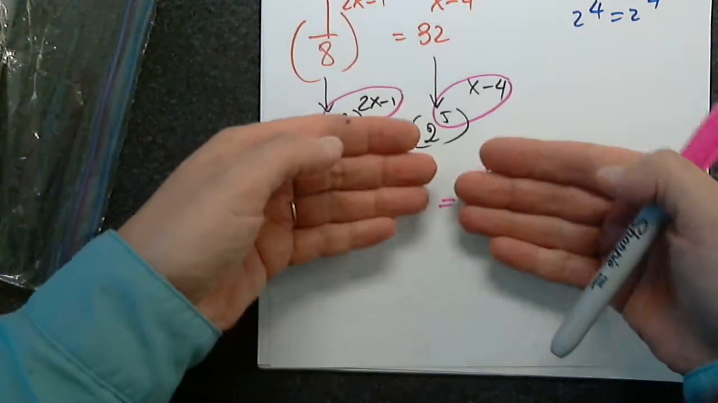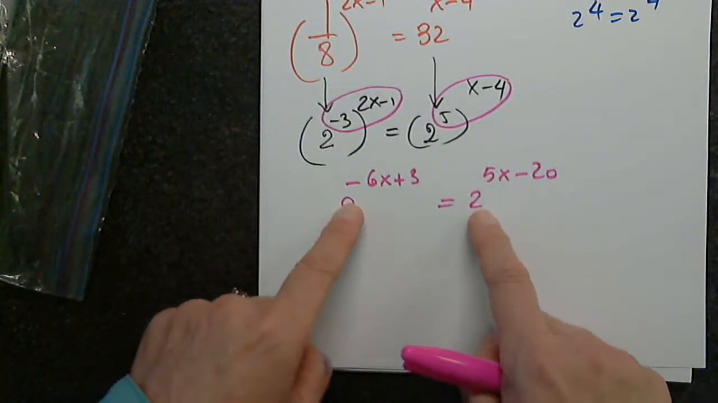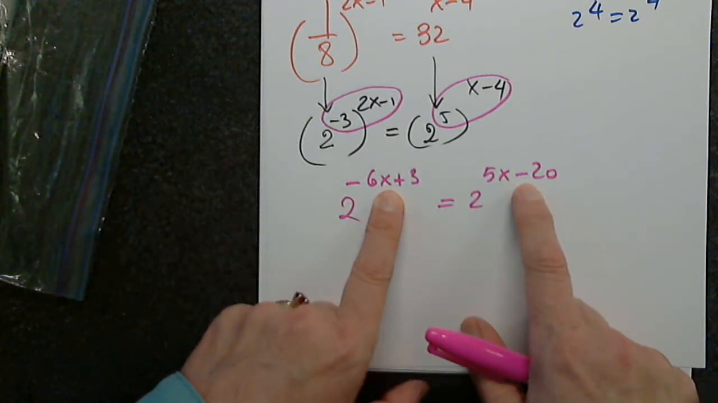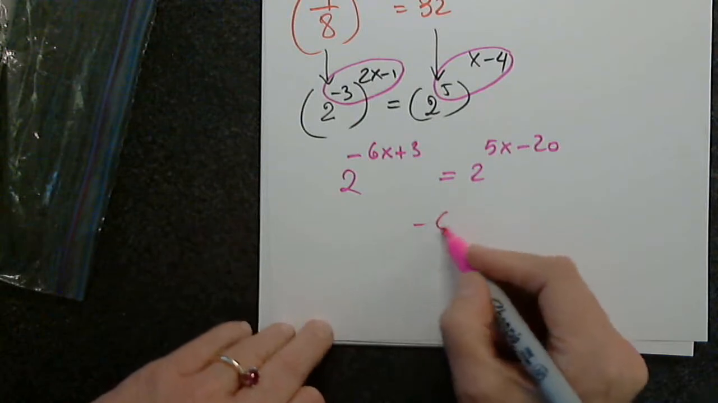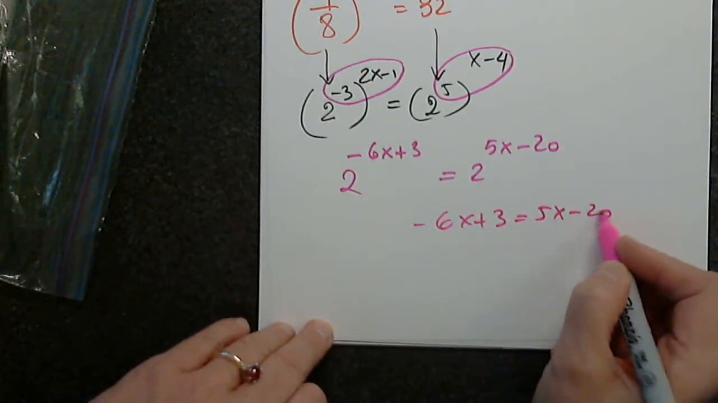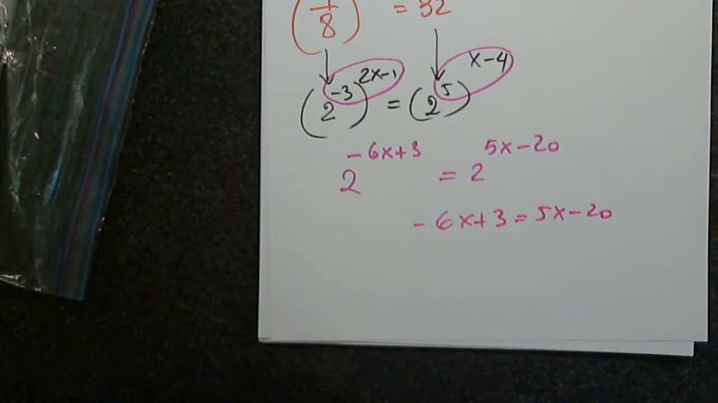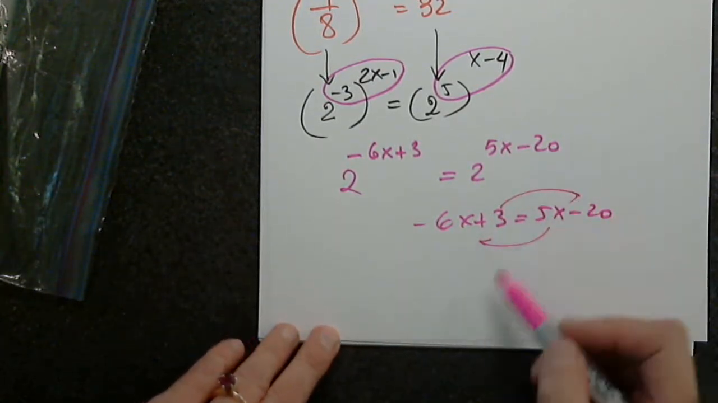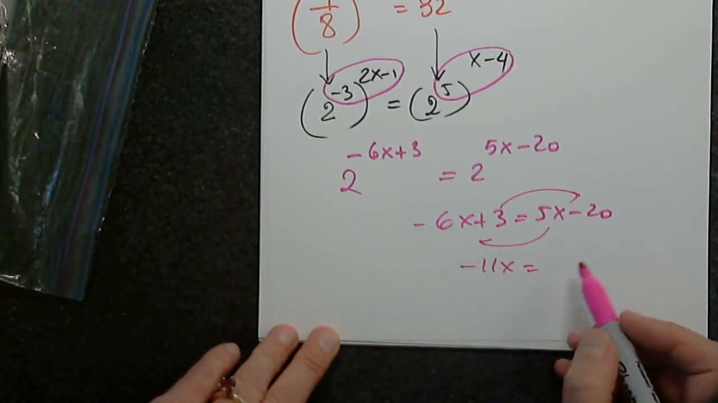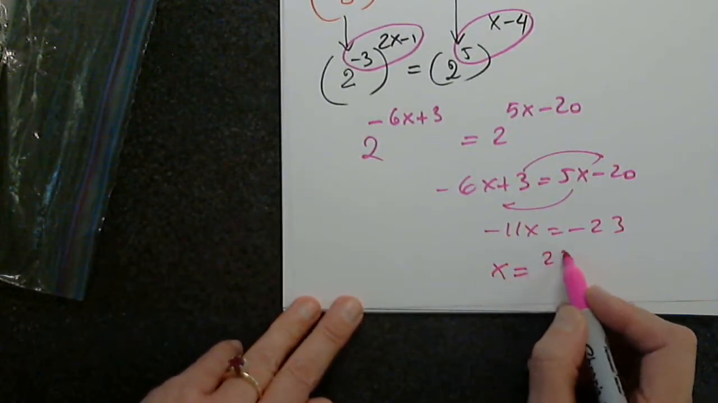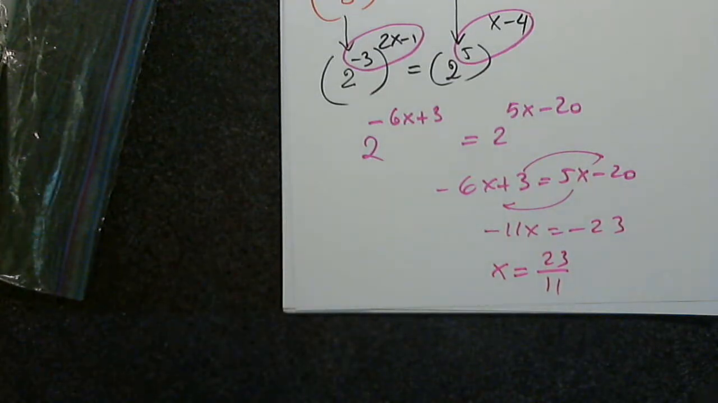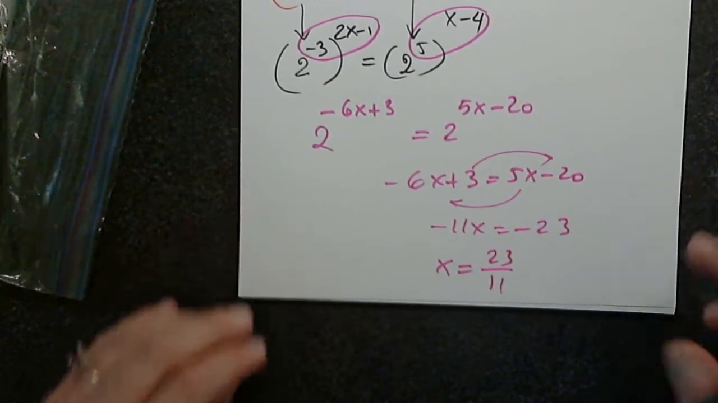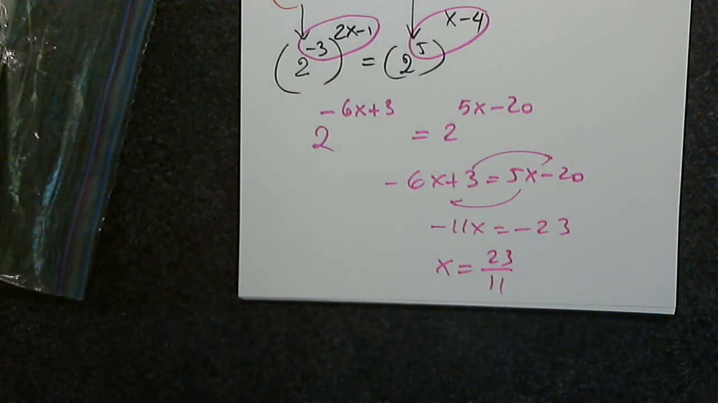And here's how I think. Two numbers are equal and they have the same base. What has to happen? Right. So negative 6x plus 3 must equal 5x minus 20. I move 5x because now this is linear, and I move 3. So I get negative 11x equals negative 23, or x equals 23 over 11. Well, this is not always nice.